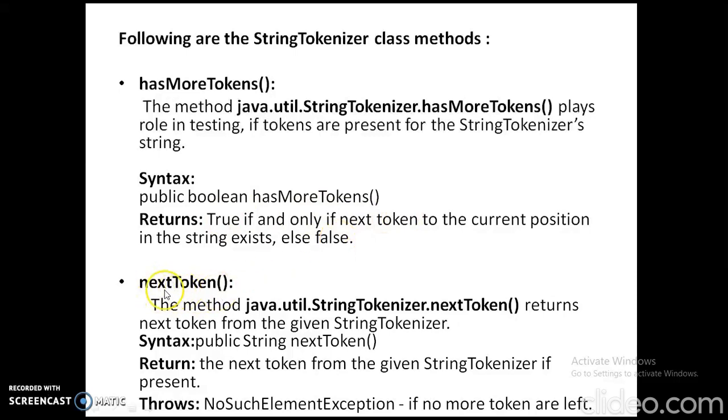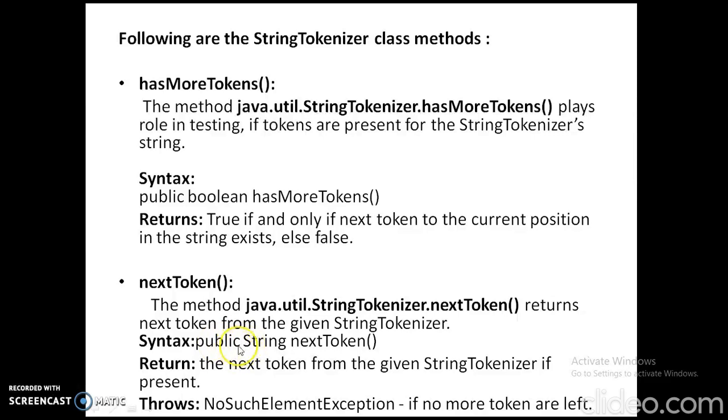The next method is the nextToken method. Next token is a method which returns the next token available from the given string tokenizer object. So it returns the token available at the next position of the given string object.